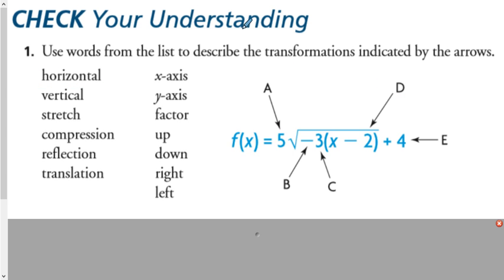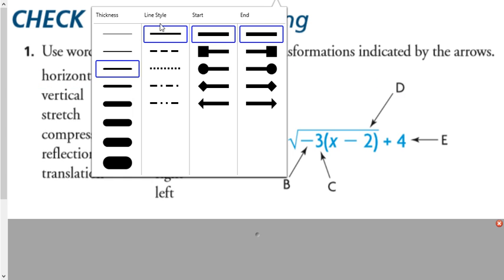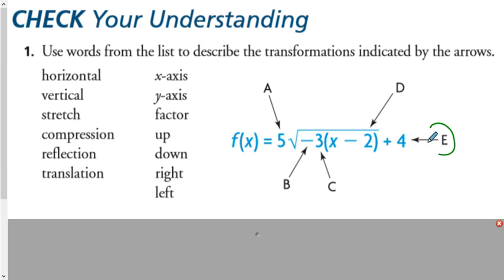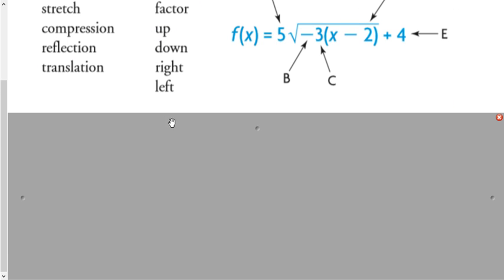Last one, we got E. E is going to be a vertical, up and down, translation, up 4 units. So vertical translation, up 4 units. Okay, so that's the language we would use to describe this.